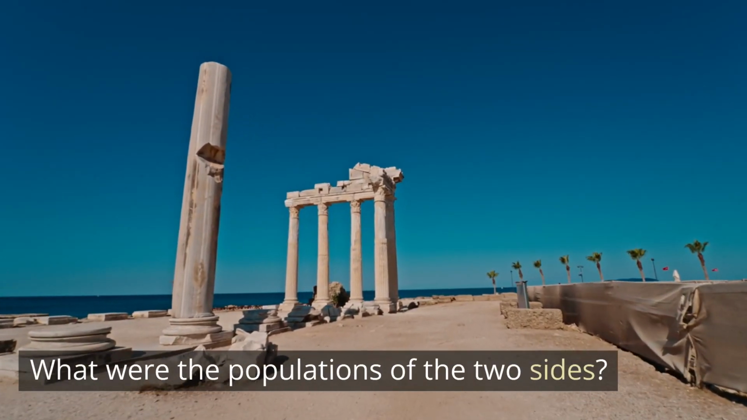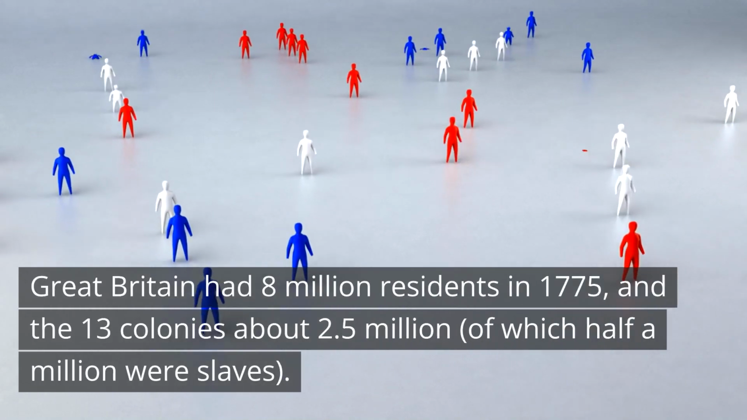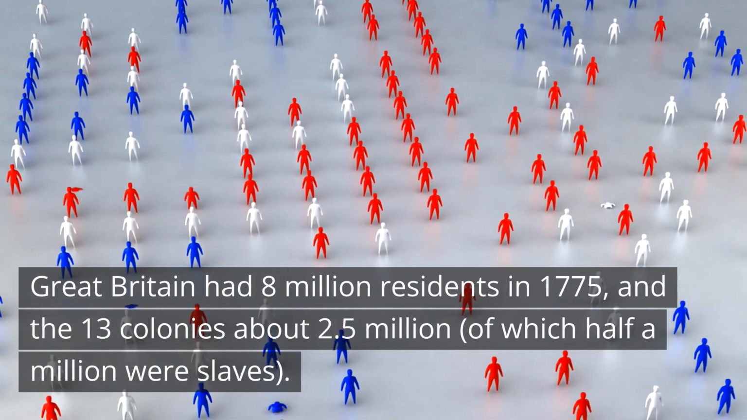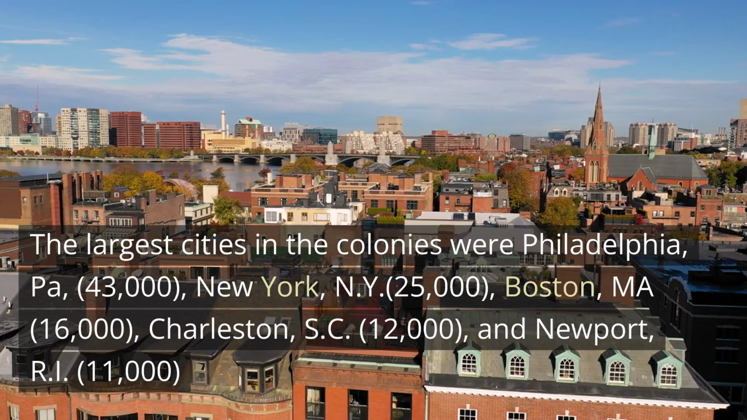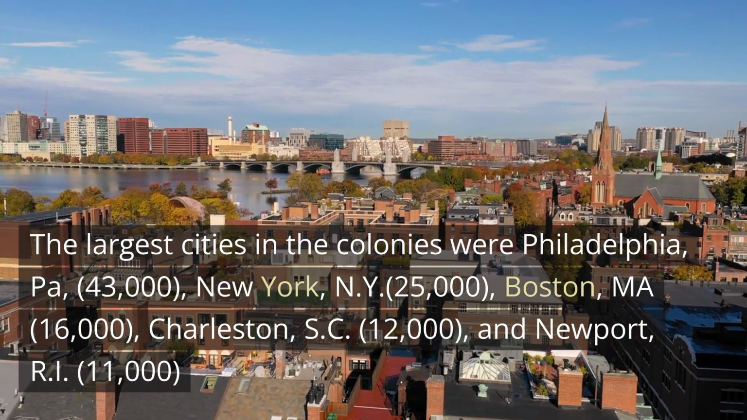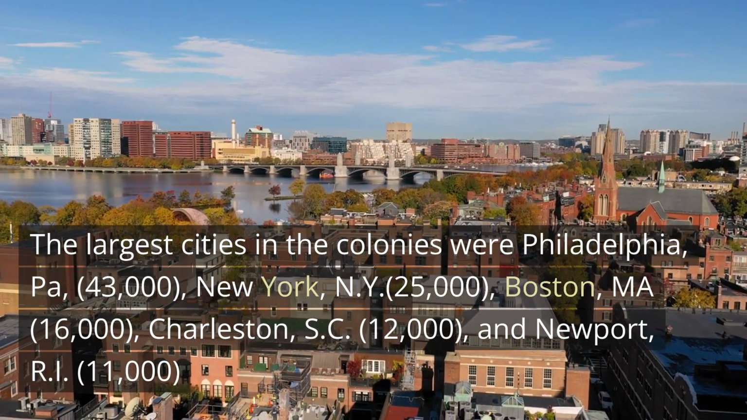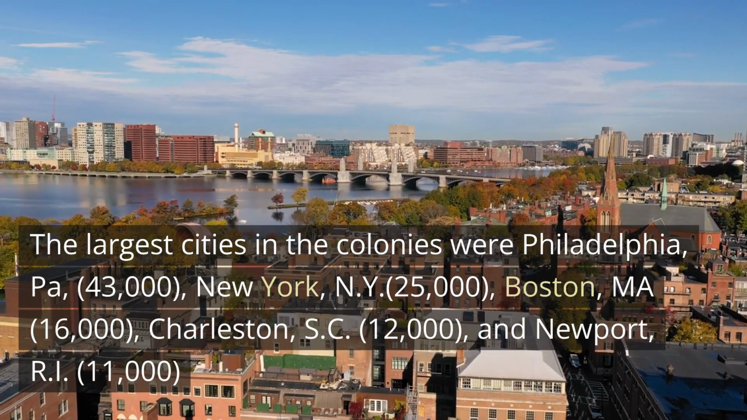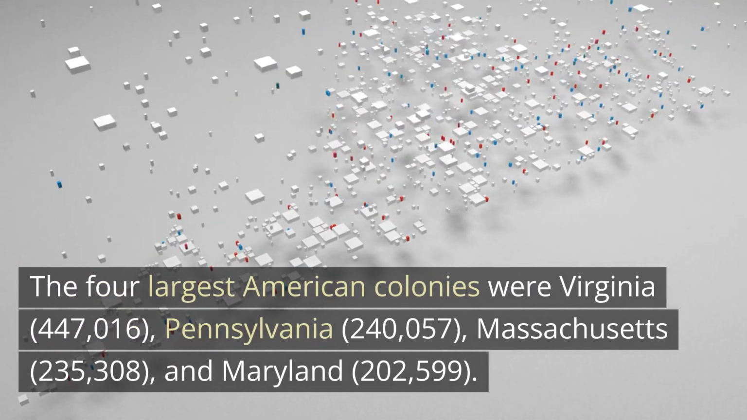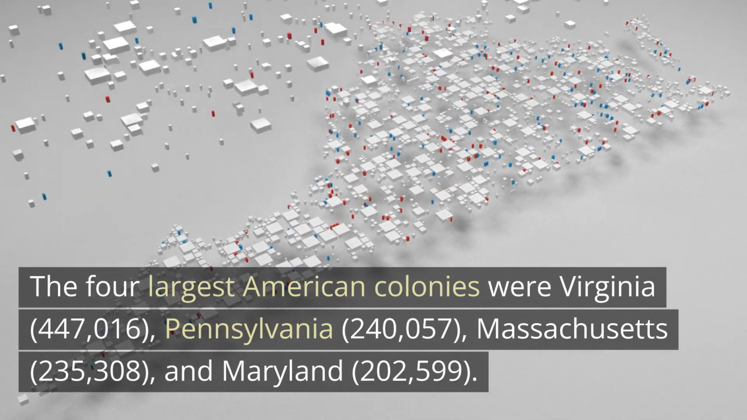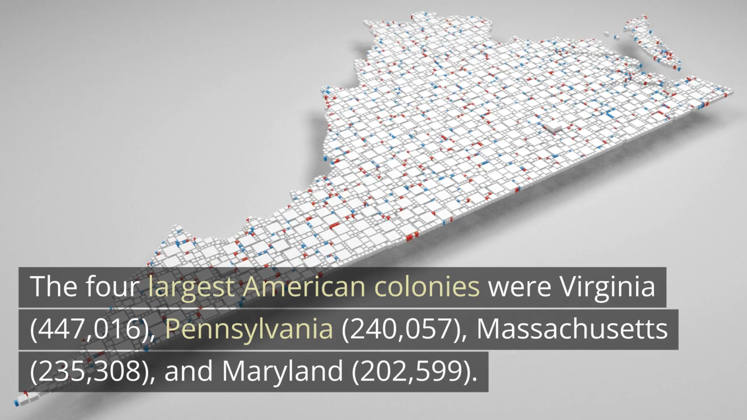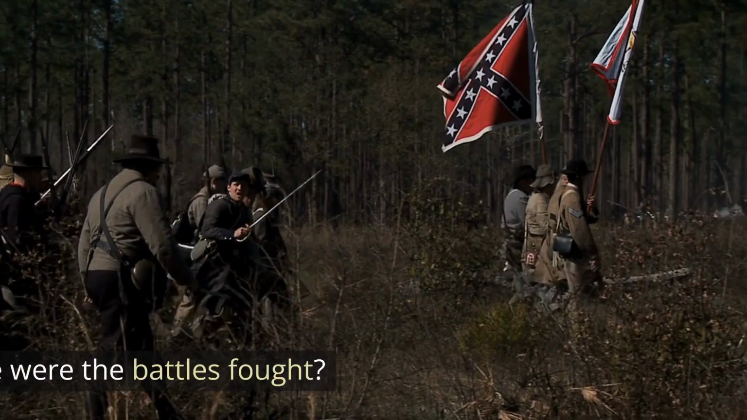What were the populations of the two sides? Great Britain had 8 million residents in 1775, and the 13 colonies about 2.5 million, of which 500,000 were slaves. The largest cities in the colonies were Philadelphia, Pennsylvania, 43,000, New York, 25,000, Boston, Massachusetts, 16,000, Charleston, South Carolina, 12,000, and Newport, RI, 11,000. The four largest American colonies were Virginia, 447,016, Pennsylvania, 240,057, Massachusetts, 235,308, and Maryland, 202,599.